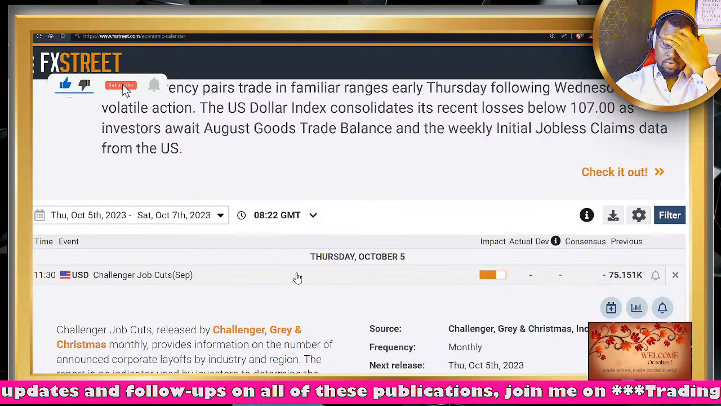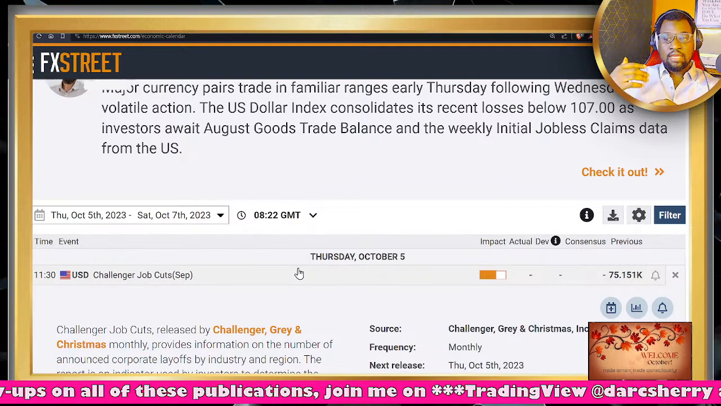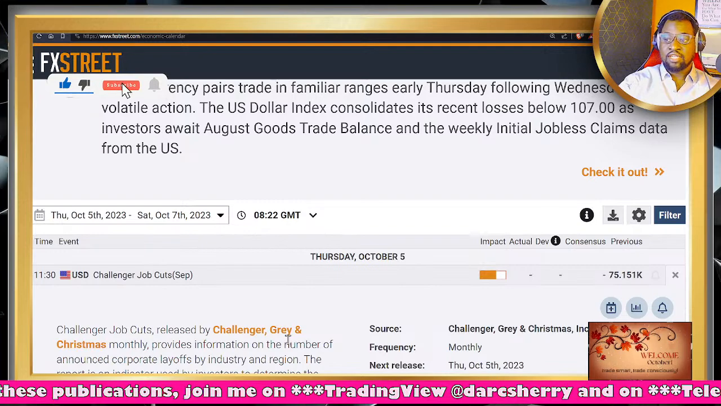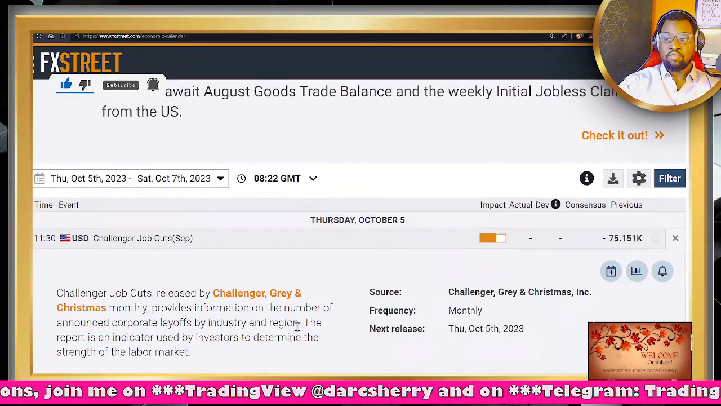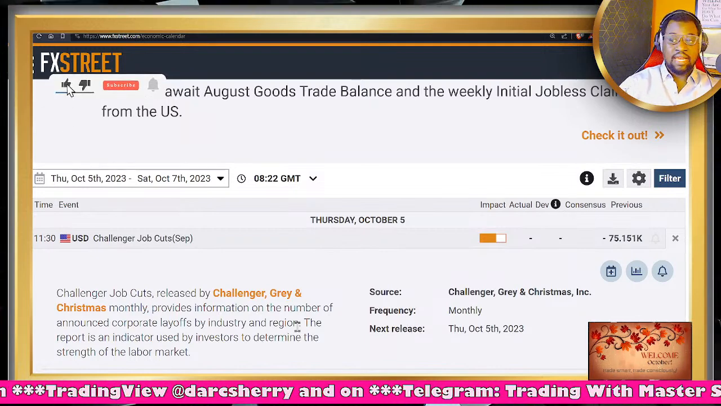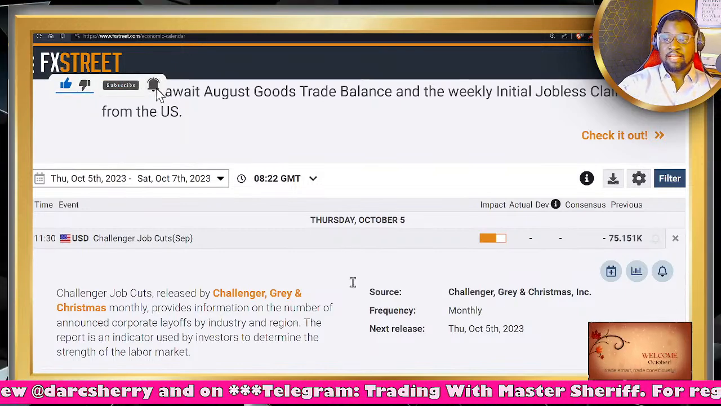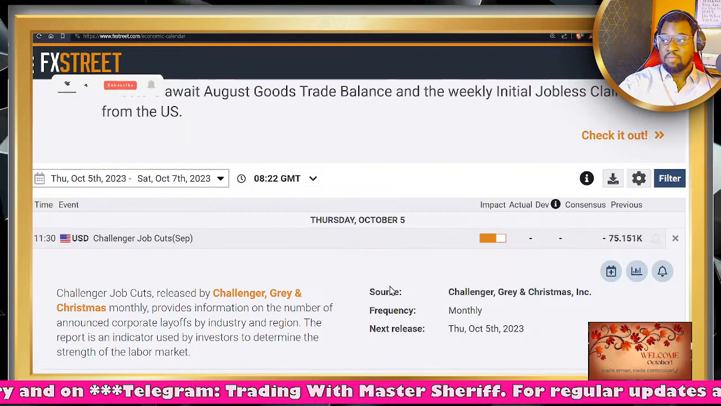Like I was saying earlier, in the next 3 hours from now, we are going to be looking forward to the Challenger job cuts, released by Challenger, Gray and Christmas. It's a monthly report, and it provides information on the number of announced corporate layoffs by industries and regions. The report is an indicator used by investors to determine the strength of the labor market.